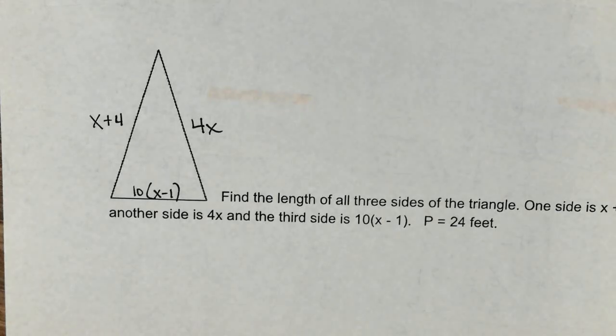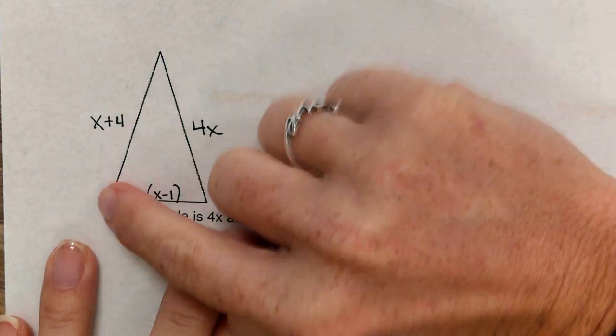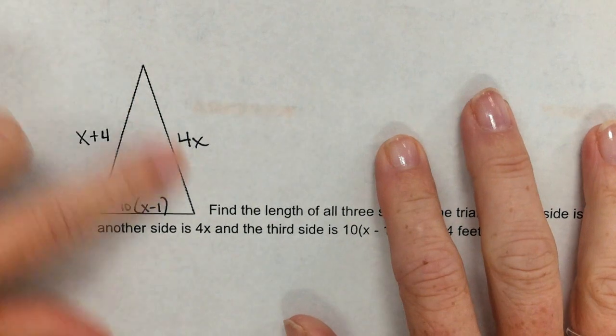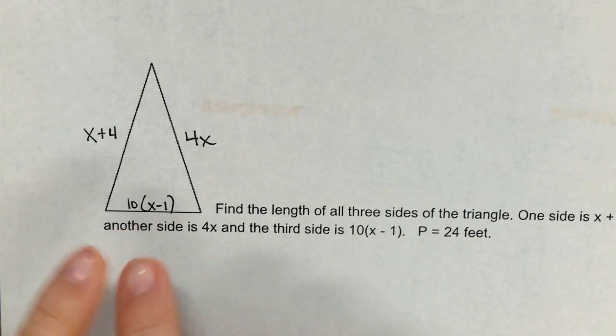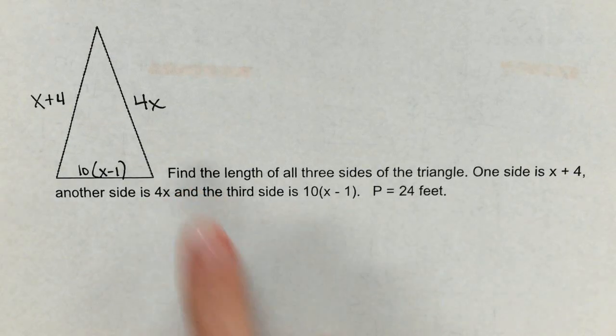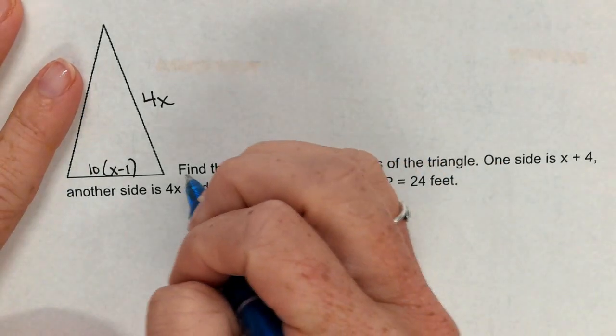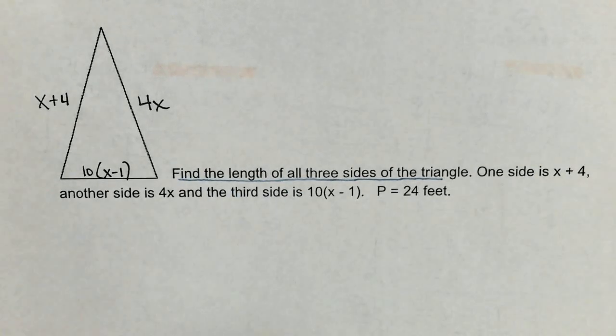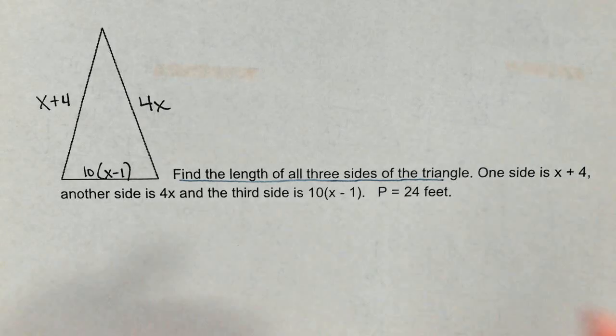So let's look at what they gave us. We have a triangle. This side is how long? X plus 4. This side is how long? 4. And this side is 10 times x minus 1. Are y'all good? Was that hard? Okay, then it says, find the length of all 3 sides. Well, I don't have enough information based off of what we just read. So there's got to be more or I can't do it. It says one side is, and then it just gives you the measurements, and this is the part that's going to allow you to solve.